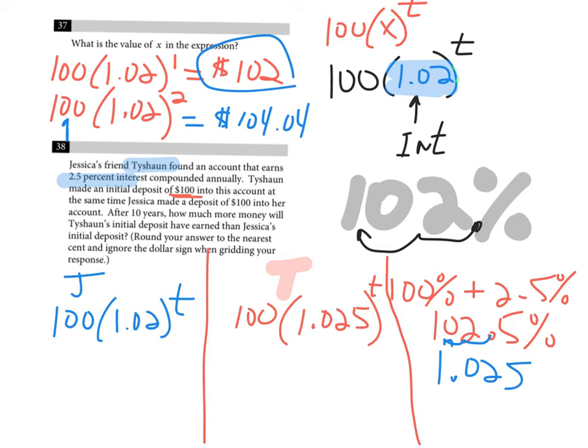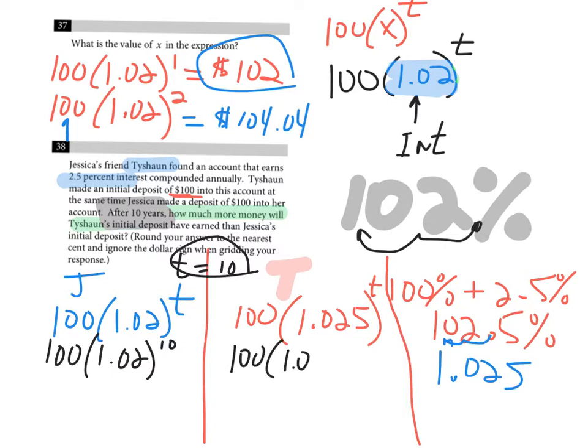So it says, after 10 years, how much more money will Tyshawn's initial deposit earn than Jessica's? And it said, round your answer to the nearest cent and ignore the $ sign when gridding in the response. So basically here we're dealing with 10 years. So we're going to be plugging in t is equal to 10 into each of these equations. So Jessica, you're going to do 100 times 1.02 to the 10th power. And then Tyshawn, you're going to do 100 times 1.025 to the 10th power.